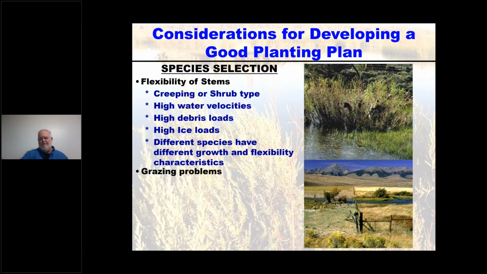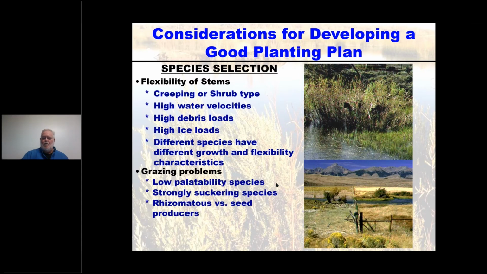Grazing problems. If you have grazing problems like down here, you can see this one is grazed pretty heavily, and this side of the fence is looking pretty good. When you're looking at grazing, you want to look at low palatability species, ones that the cows don't particularly like to eat, and that'll help somewhat. Look for strong suckering species, so that if they get in there and start eating a lot of the vegetation along the stream, they'll start regrowing as soon as the cows are removed.